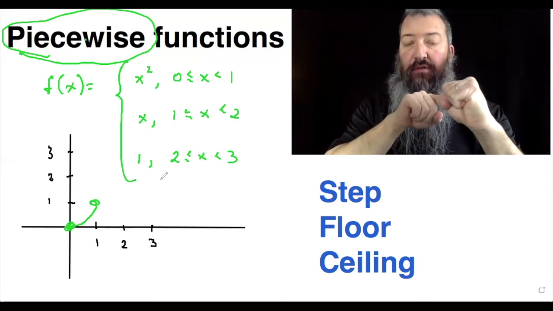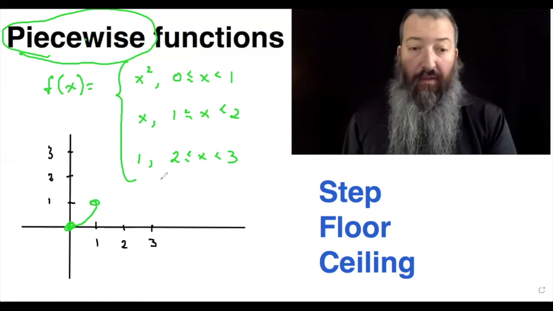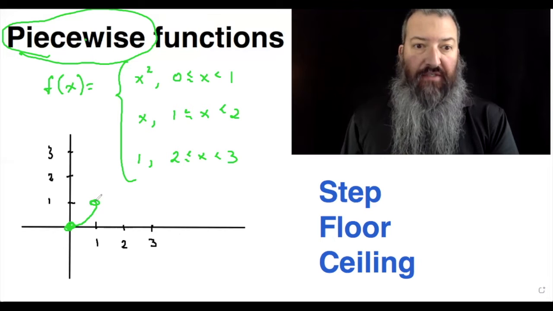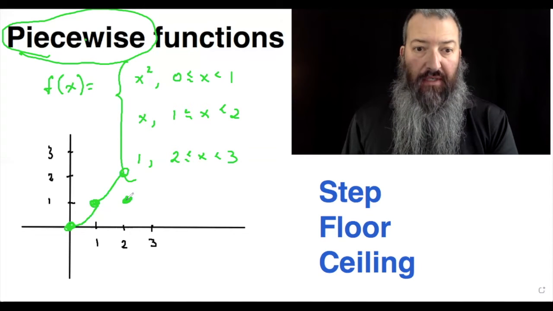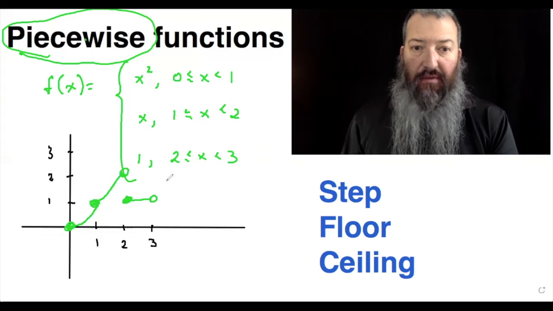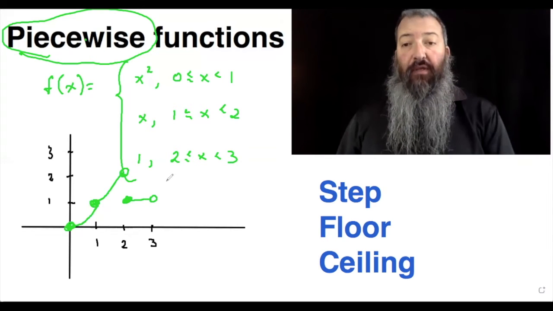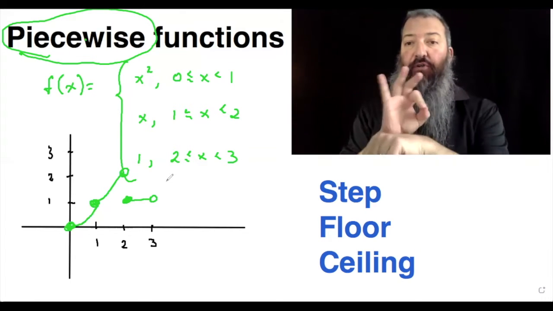This means that it includes the point. This means it does not. Between 1 and 2, it just equals x. So this is going to get filled in for that. And then up there, it's going to be a circle. Then it equals 1, constant on that interval. So that is a general piecewise function.